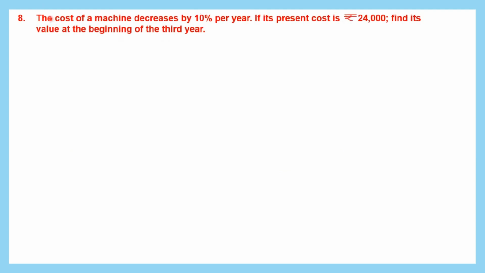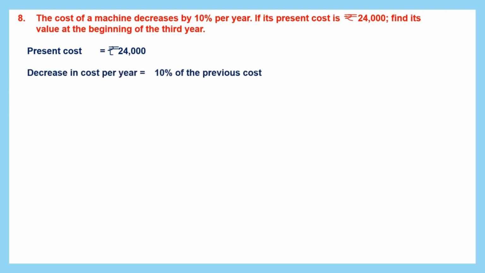Question 8. Cost of a machine decreases by 10% per year. If its present cost is 24,000 rupees, find the value at the beginning of the third year. So when we say the beginning of the third year, we are actually meaning the end of the second year. Okay, so we have to find that. So here the present cost is so much, but every year it keeps decreasing by 10%. So let's begin by saying the present cost is 24,000 rupees.